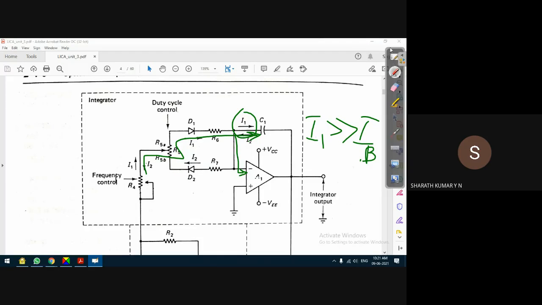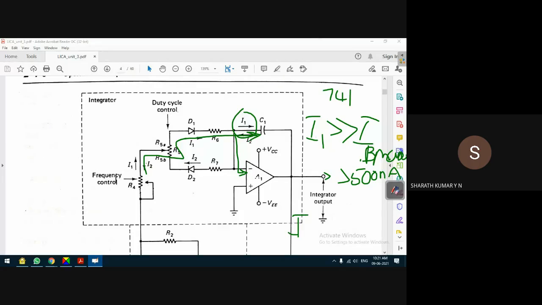What is IB max, guys? What will be the value of IB max? For a 741 op-amp, it will be 500 nanoamperes. In the last class, in one of the numerical problems, we understood that I1 can be taken as 100 times that of IB max.